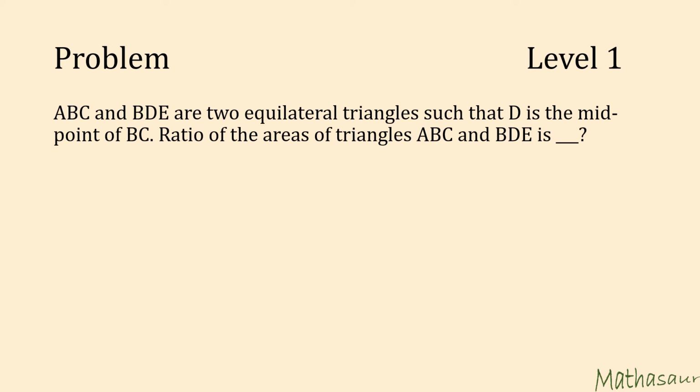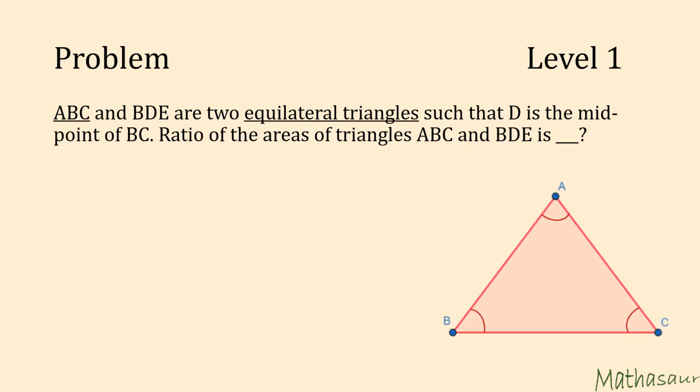ABC and BDE are two equilateral triangles such that D is the midpoint of BC. Ratio of the areas of triangles ABC and BDE is. So let us draw an equilateral triangle ABC. Since it is equilateral, all the angles would be equal. Now we are given D is the midpoint of BC and we have to draw a triangle BDE. Triangle BDE is also equilateral, so all its angles would be equal.